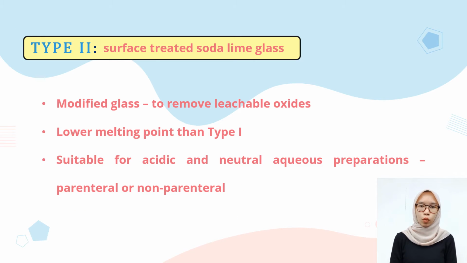Glass used in Type 2 is surface-treated soda lime glass, which has been modified to have a high hydrolytic resistance because of sulfur treatment of the inner surface of the glass. This is done to remove leachable oxide from the bottles, preventing blooming and weathering. Type 2 glass has a lower melting point than Type 1 glass, making it easier to shape. Type 2 glass containers are suitable for most acidic and neutral aqueous preparations, whether parenteral or non-parenteral.